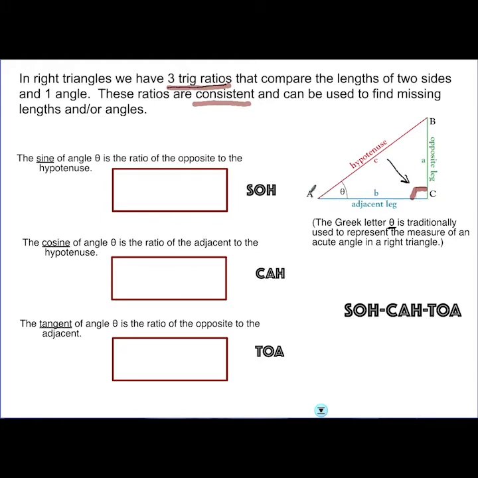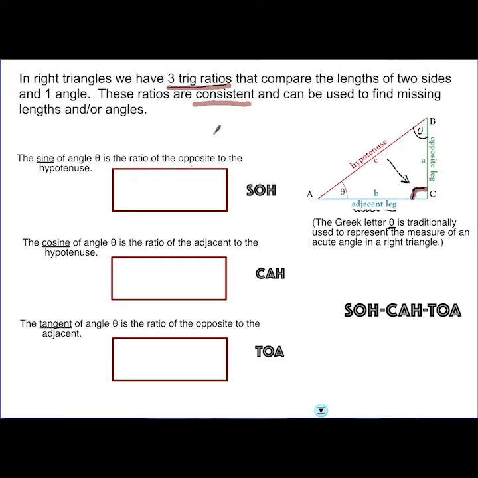Okay, so if we're looking at angle A, this leg right here is called the adjacent leg. The other leg, the one that is connected to the 90, is called the opposite leg. Now, if we switch and we look at angle B, this side becomes the adjacent leg, and this side becomes the opposite leg. So depending upon what acute angle we're looking at here.